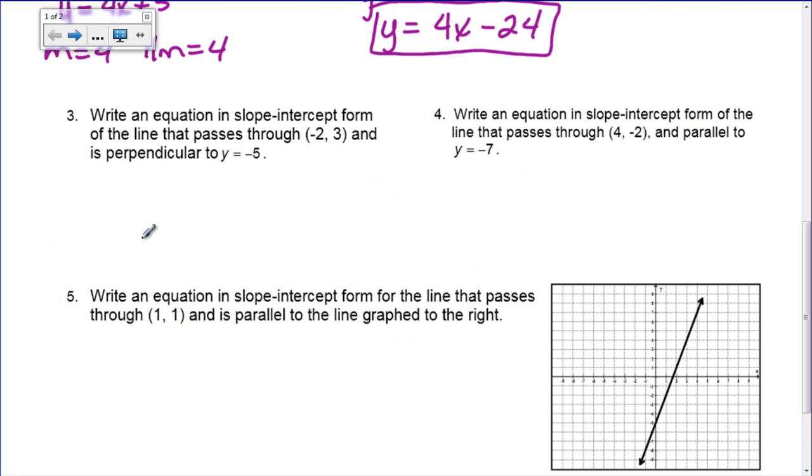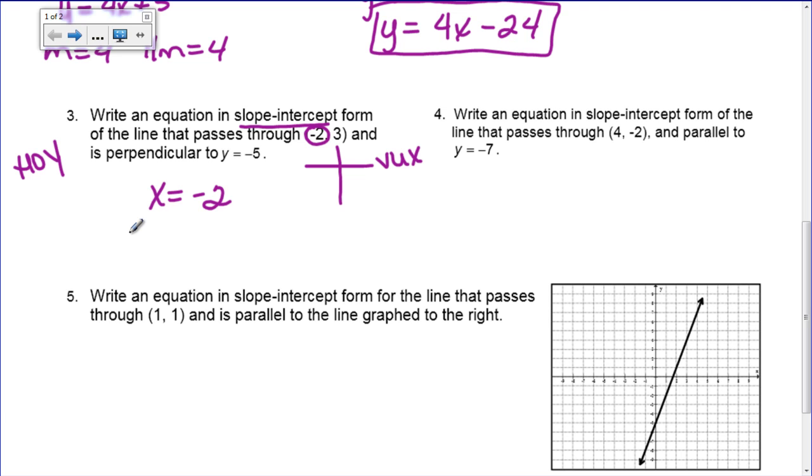And so number 3 here says to write an equation, again in slope-intercept form, of a line that passes through this point, -2, 3, and is perpendicular to y equals -5. If you will remember, if an equation is just y equals, that means it's a HOI, so it is a horizontal line. The only way to be perpendicular to a horizontal line is to be a vertical line. So what I need is a line that is vertical. And so it has to be x equals. Well, if you look at the point that you are given, x in that point equals -2, which means to be perpendicular, x is going to have to equal -2.